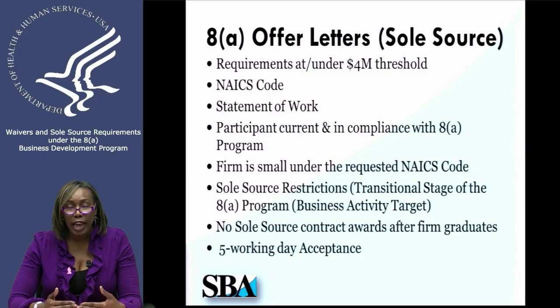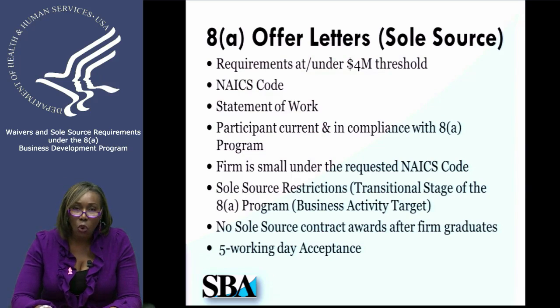So SBA having the prime role in these contracts is what allows us the authority to be able to do all those things in cases if there's any issues or concern. We're going to look at the NAICS code. And when we look at the NAICS code of that offer, we're going to look to ensure that the firm size fits within the NAICS code. So if your requirement is a $7 million NAICS code, then we're going to ensure that the firm is not too large to receive an opportunity within the $7 million NAICS code.